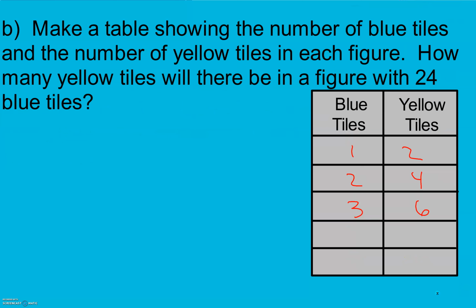We can continue this pattern forever and ever to get to 24 blue tiles if we want to, but our blues are only adding 1 each time, so that's going to take us a while. 4 would give us 8 because each time we're adding 2.